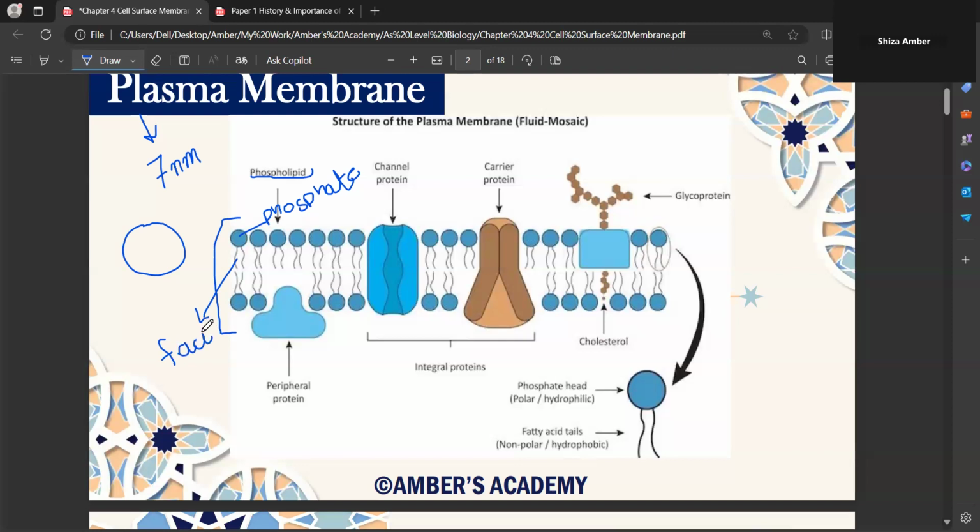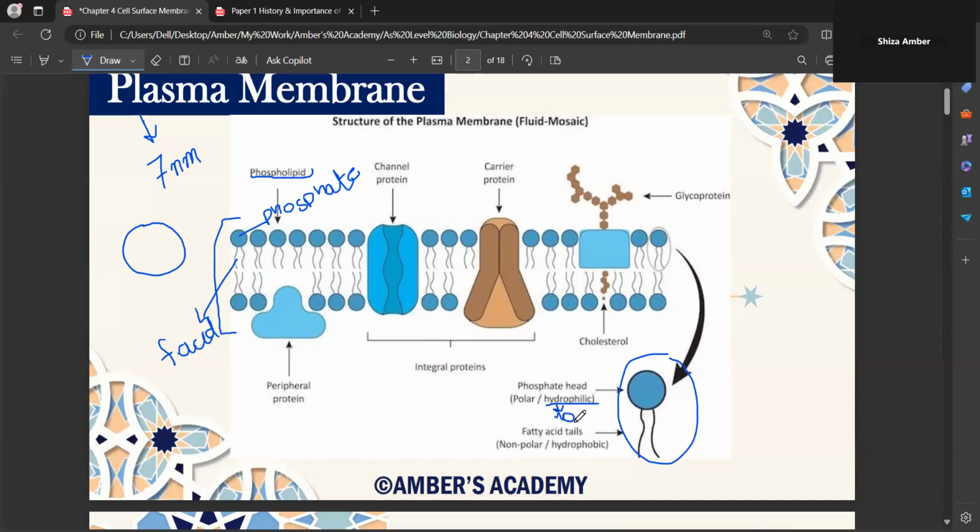All right, so phospholipid means this component I'm talking about. This component has a phosphate head, the circular part is the phosphate head, and these tails are fatty acid tails. So we call this structure phospholipid. Now, moving towards the characteristic of phosphate head, it is hydrophilic. So hydro means water and philic means loving.